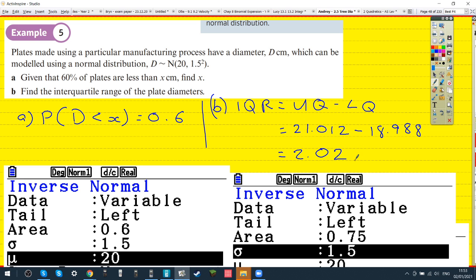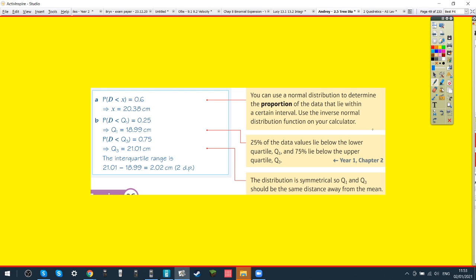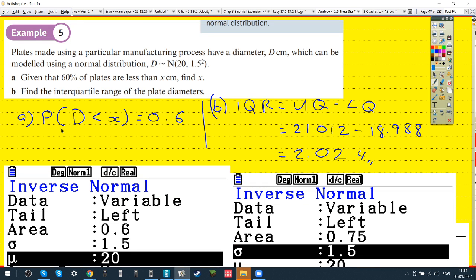2.02 to 3 sig fig, but alright. And we get 2.02 centimeters. There we go. Upper quartile minus lower quartile. 0.75 minus 0.25. 3/4 minus 1/4. Great. Any questions there? No.